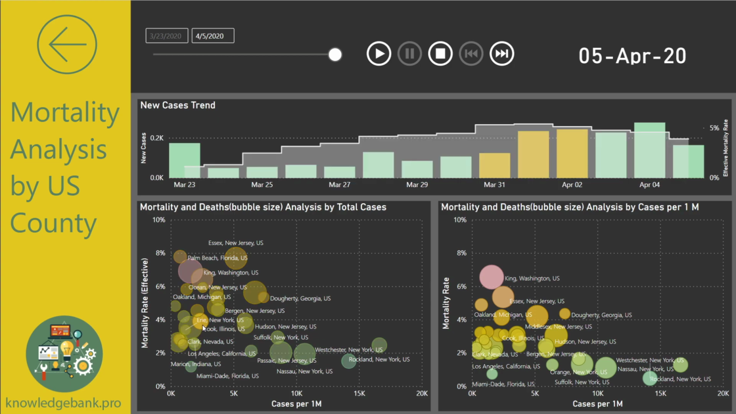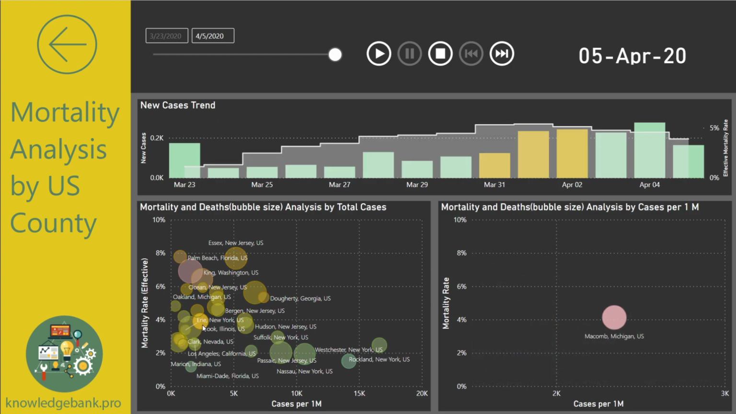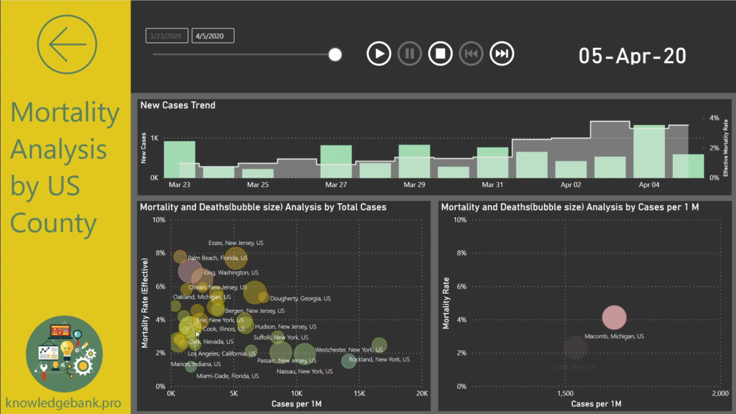And then if we look at Cook County, let me make sure I click on this correctly. Okay, this is Cook County. Looks like Cook County is another county that I know is projected to be a hot zone, but right now the effective mortality rate is fairly low.